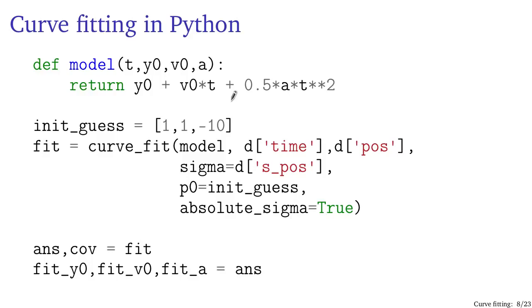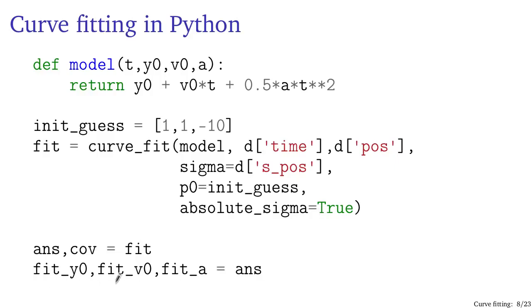And then when we call curveFit, nothing really has to change. We're still giving it the model, which is now this new model involving the parabola. We're giving it the time, the position, the uncertainty in the position as sigma, the initial guess as p naught, and, well, true as absolute sigma. And you're running the fit the same way.